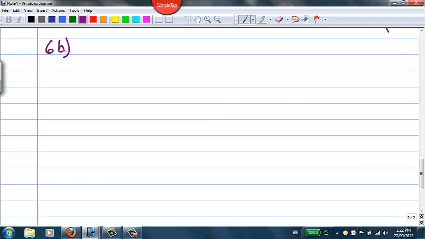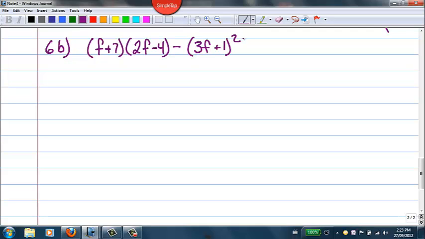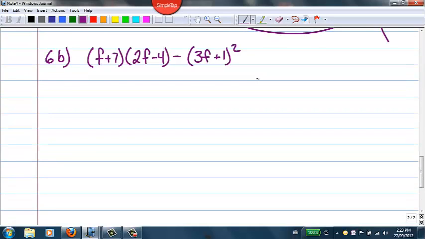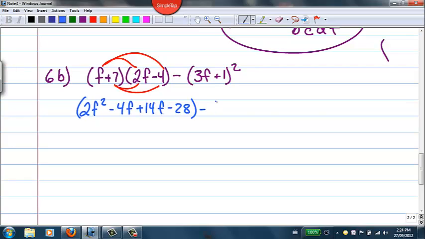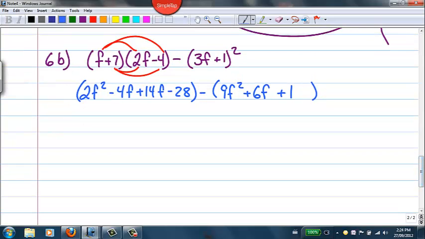Now, 6b, I just copied it out of the textbook. (f plus 7)(2f minus 4) minus (3f plus 1) squared. So deal with the left and deal with the right. Okay, f plus 7 times 2f minus 4 using the distributive property gives us 2f squared minus 4f plus 14f minus 28. And then I'm subtracting, square the first term, multiply the two terms together, and then multiply by 2. So 3f times 1 times 2 is 6f, and square the last term.